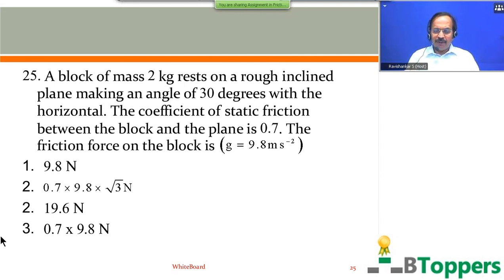First option is 9.8 newtons. Second option 0.7 into 9.8 root 3 newtons. Third option 19.6 newtons. Fourth option 0.7 into 9.8 newtons. This question was originally given in one of the very old IIT entrance exam papers, JEE.